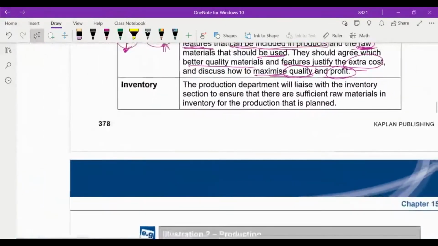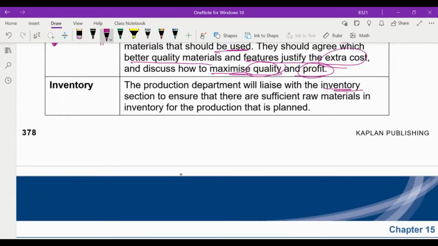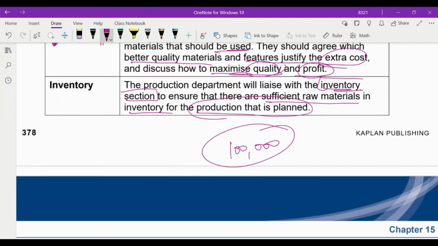Next is the inventory. The production department will liaise with the inventory section. Now the inventory section rests with whom? Accounts department. To ensure that there is sufficient raw material in inventory for the production that is planned. So the production department will plan its production. Let's say the production department is planning to produce 100,000 units this month. But do we have raw material for 100,000 units? Do we have it? This has to be checked with the inventory section.